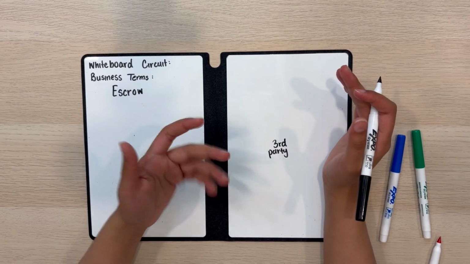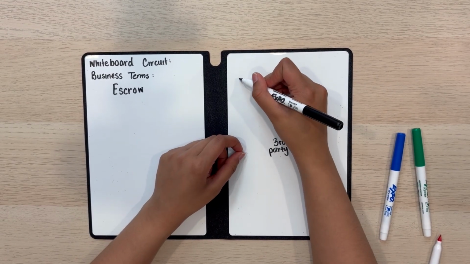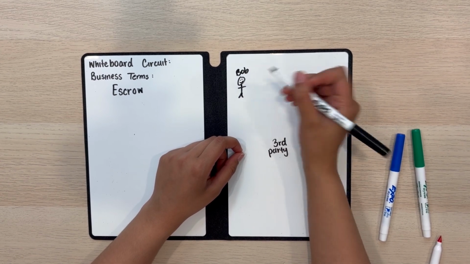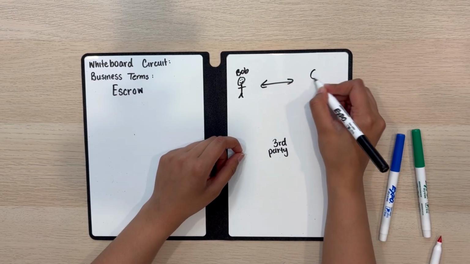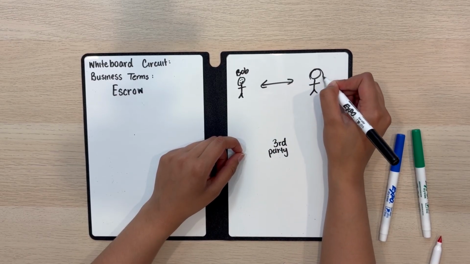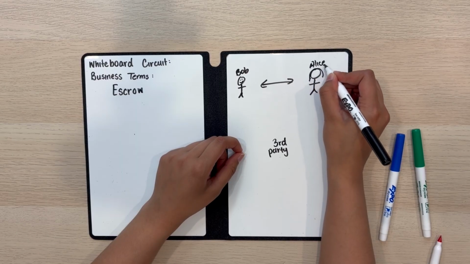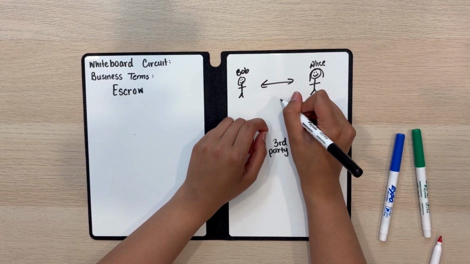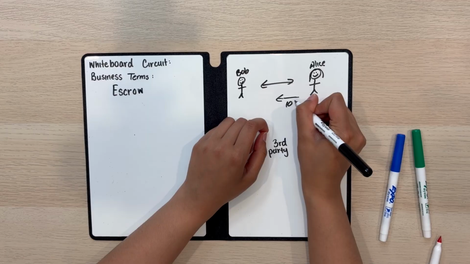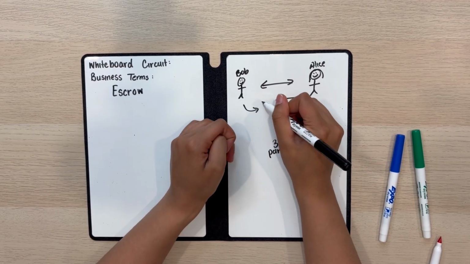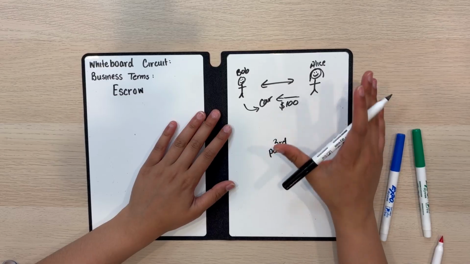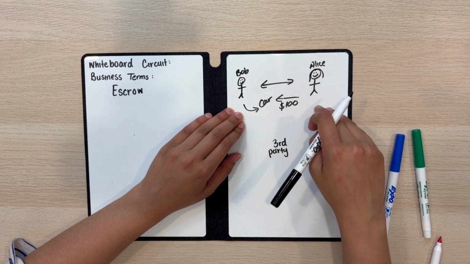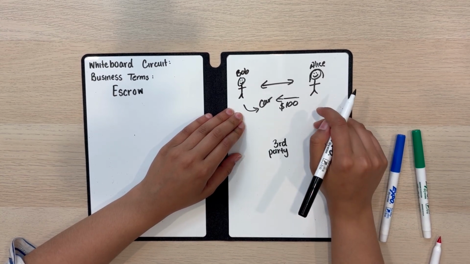So maybe that didn't make sense. Let me make it clearer. So let's say there's person A. Let's call him Bob. And let's say there's person B, or let's call her Alice. So Bob and Alice, they have a business deal. Alice is supposed to pay Bob $100 while Bob fixes Alice's car. Now the thing is, this isn't a clear transaction, it's more of a service. Bob is doing something for Alice and in return Alice is going to pay him for his service.